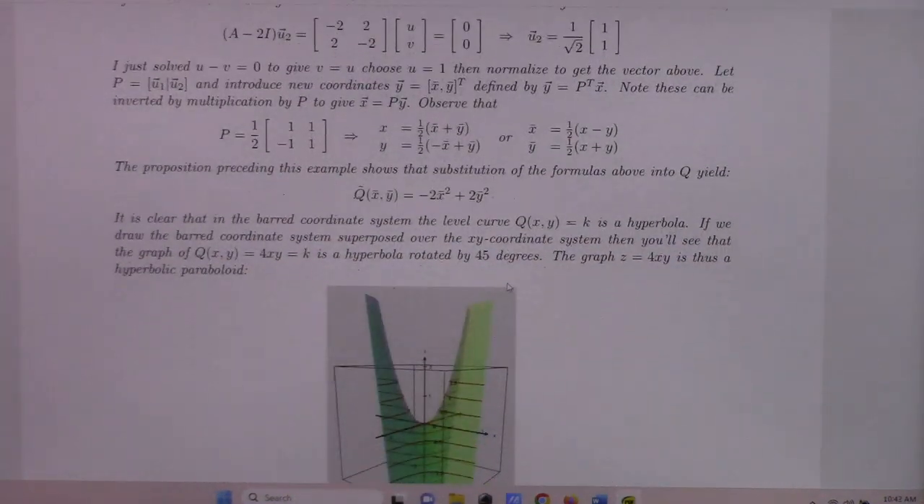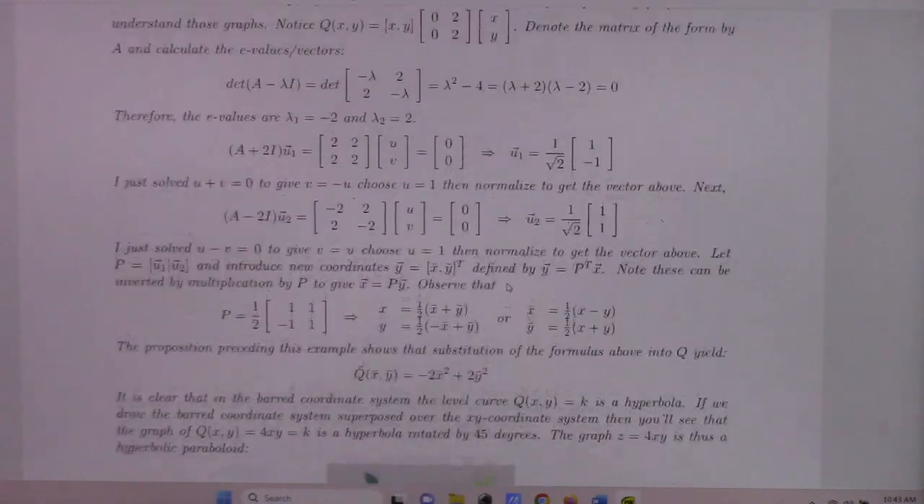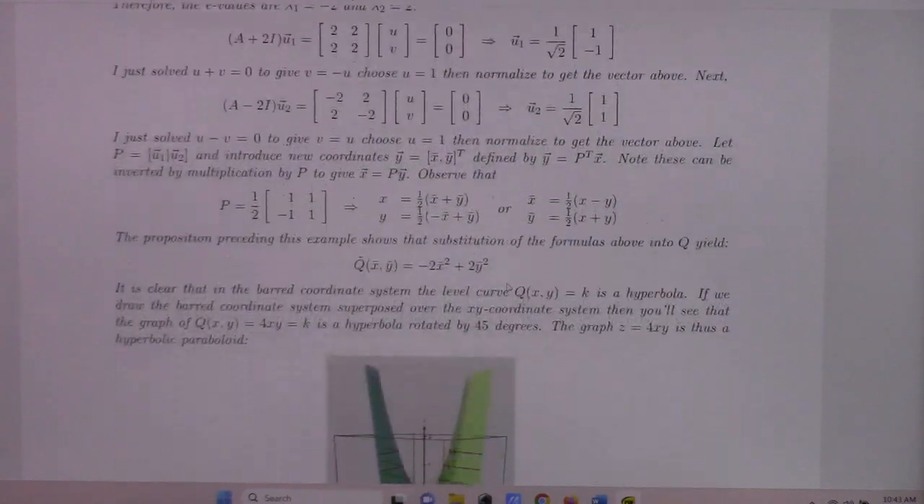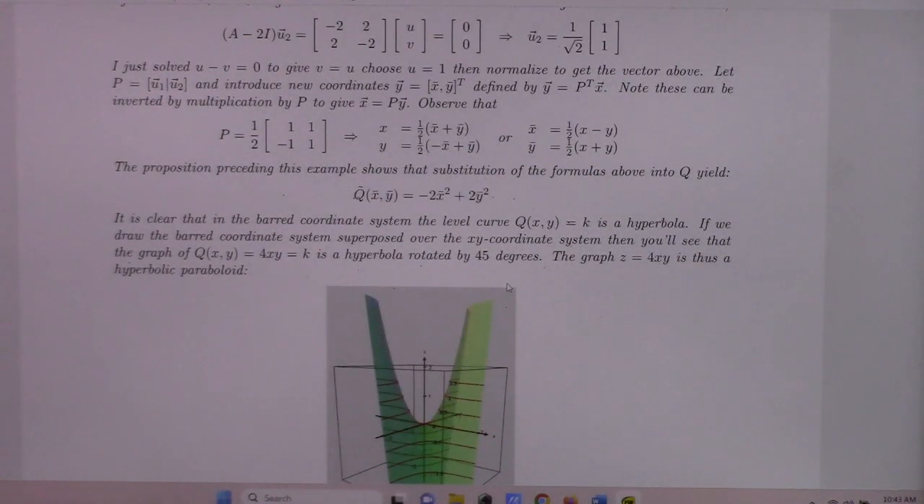So what you're looking at here, I started with a quadratic form which is not obviously something. Like, to start with, 4xy, what is that? Well, if I look at the eigenvalues, I find eigenvalues plus and minus 2. And then in the rotated coordinate system, it's minus 2x bar squared plus 2y bar squared. So it's clearly a hyperboloid, which wasn't obvious in the original system.